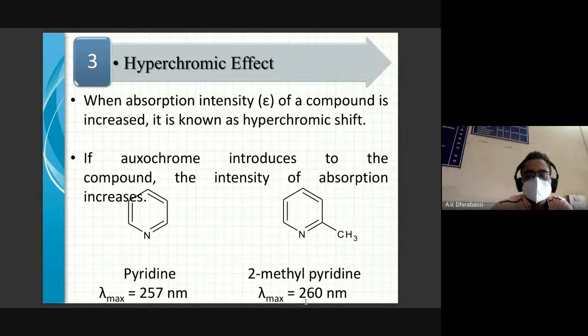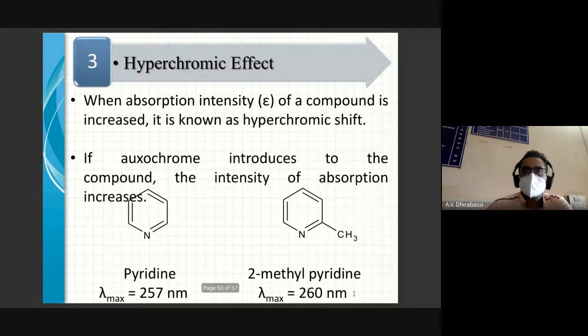Okay, so 2-methyl pyridine shows 260 nanometers, meaning some differences happen. Why? That effect is the hyperchromic effect. Due to this, the absorption intensity of that compound increases. Okay, so we can say it is the hyperchromic shift.